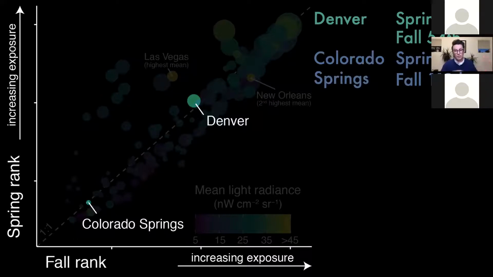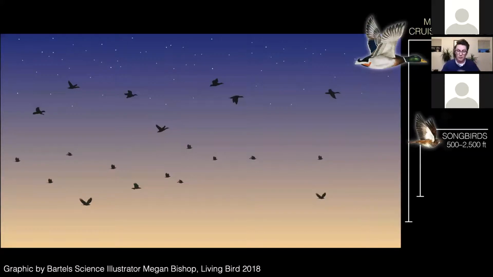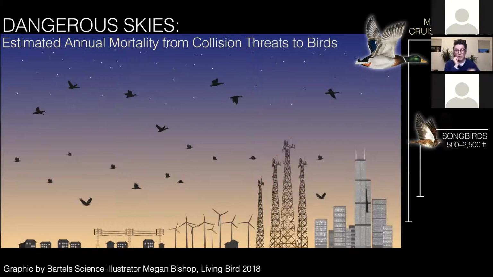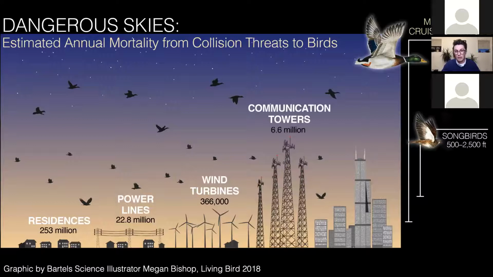Okay, so why should we care about light pollution? The lights themselves don't kill birds outright, right? They don't incinerate their feathers. They don't cause them to combust. It's that they draw them into environments that tend to be risky for migratory birds. So collisions are the thing that we're really concerned with. It pulls them into these urban areas where they have the possibility of colliding with residences, where we're seeing millions of birds die annually, power lines, wind turbines, communication towers, and buildings in general. So we're losing hundreds of millions of birds due to collisions, and light pollution is this magnifying factor on that.